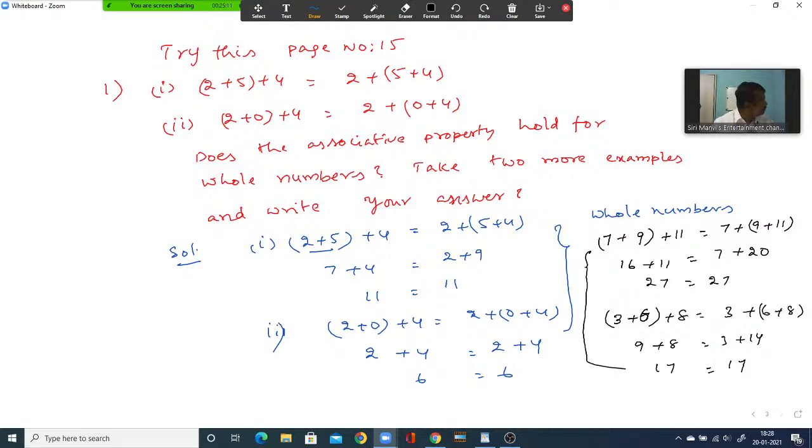Okay, very good. So in general for any integers.